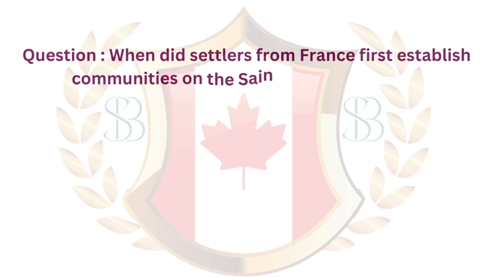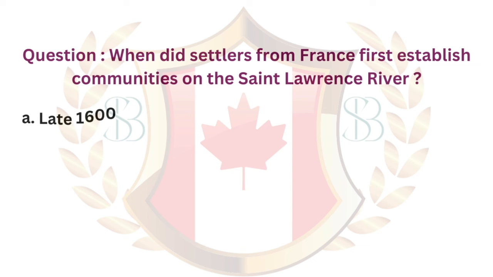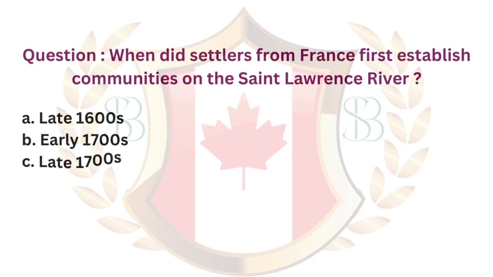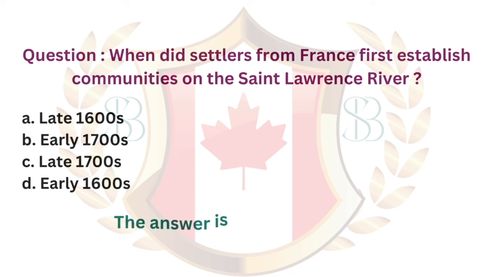Question. When did settlers from France first establish communities on the St. Lawrence River? A. Late 1600s. B. Early 1700s. C. Late 1700s. D. Early 1600s. The answer is D. Early 1600s.